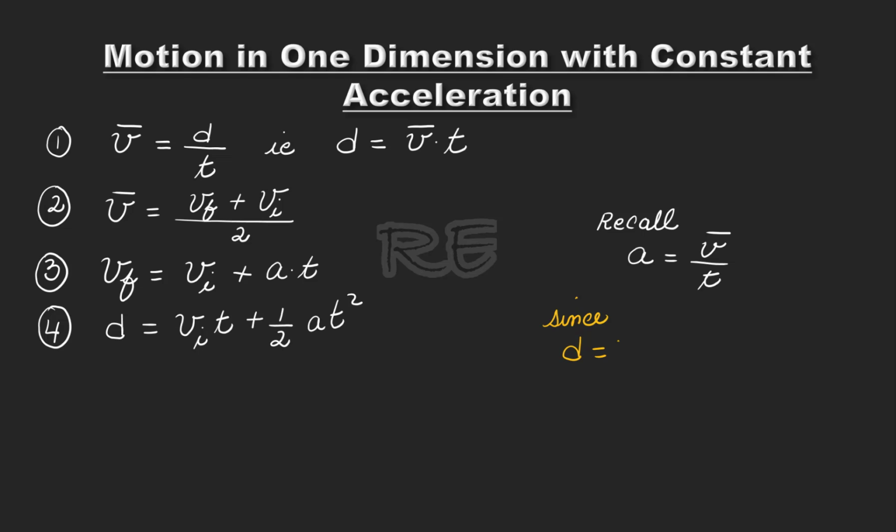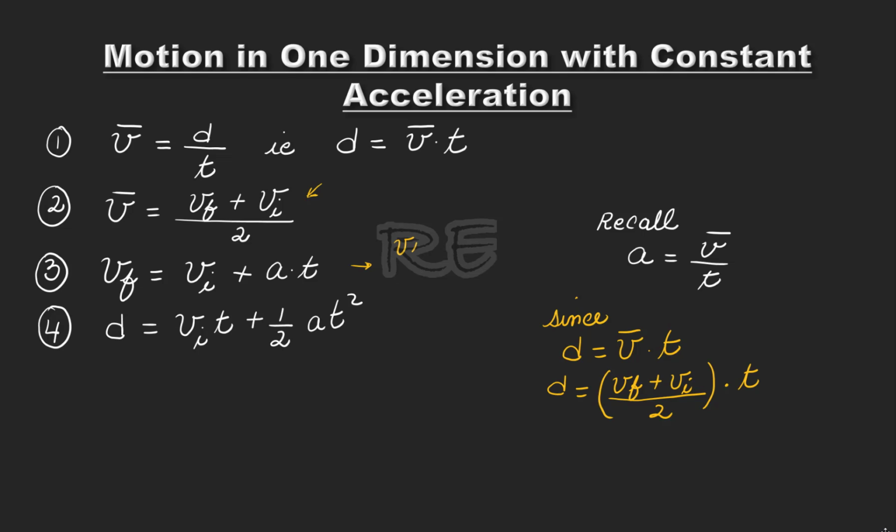We're going to look for another formula, but this time without t. We're going to try to eliminate t. Since the displacement is equal to the average velocity times time, and the average velocity is Vf plus Vi divided by 2, we're going to solve for time in the third equation.